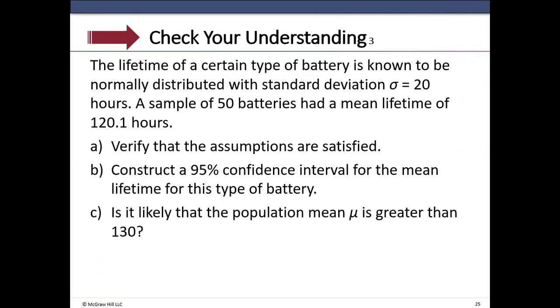Okay. Input on stats, sigma is 20. X bar, sample mean, 120.1. n, sample size, is 50. C level is 0.95. And we calculate. So with 95% confidence, we can state that the actual population mean will fall between 114.56 and 125.64. Okay. Is it likely that the population mean is greater than 130? No, because the 95% confidence interval starts from 114.56 and ends at 125.64.